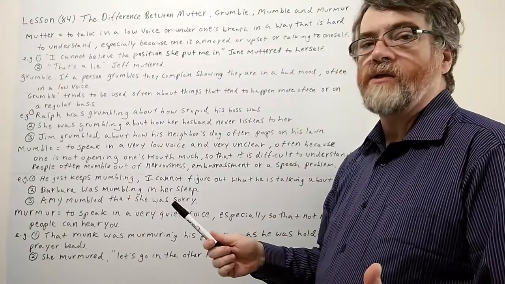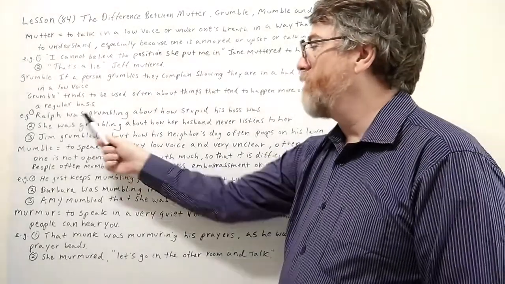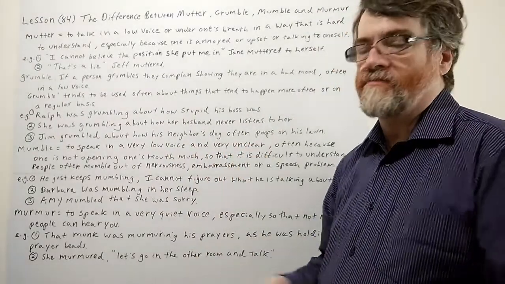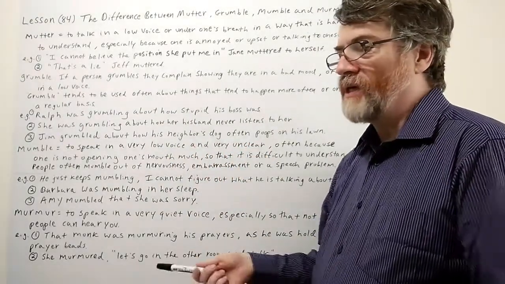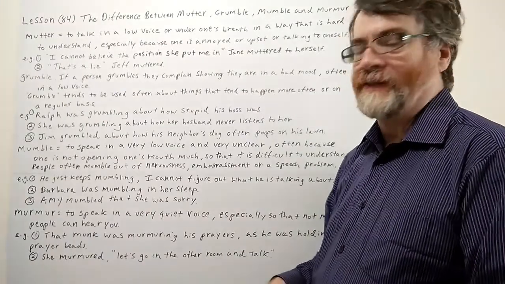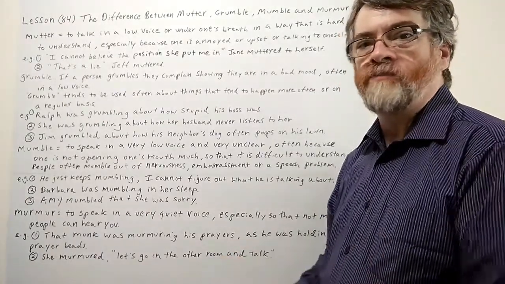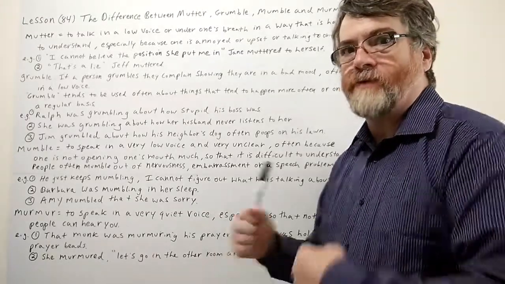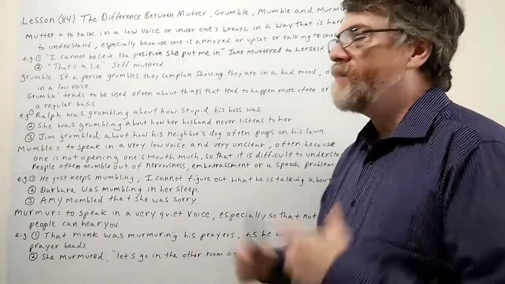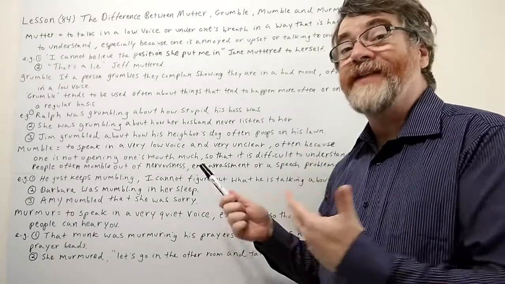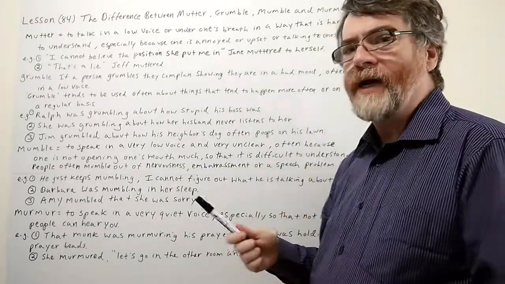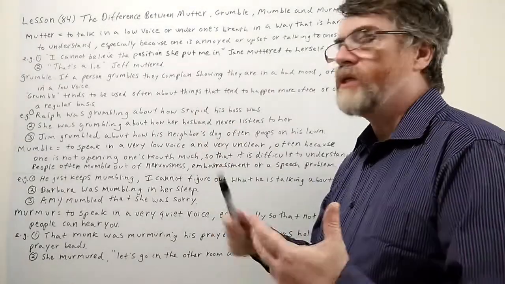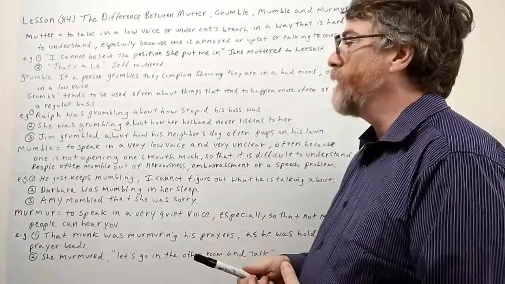So let's look at grumbling. Ralph was grumbling about how stupid his boss was. Okay, that's the sentence, but what is he doing? He's probably saying, "Boss, you don't know what you're doing. If he says that to me one more time..." Sometimes it's in a low voice. Sometimes it's even a little louder. You might actually be a little clearer than mutter sometimes, but it's more continuous. It might go on a little bit longer.